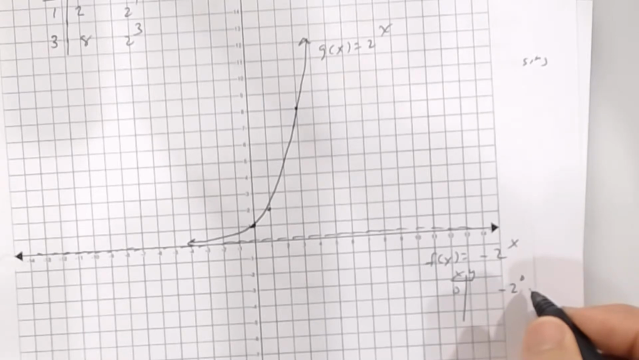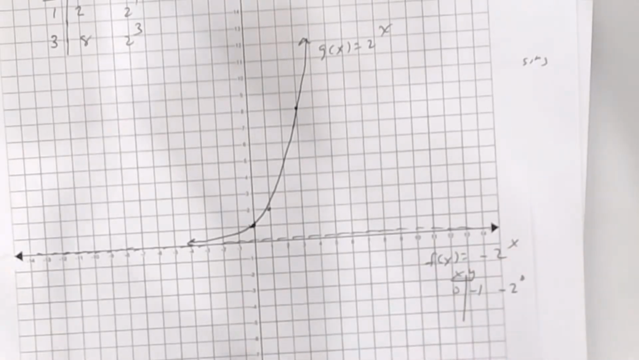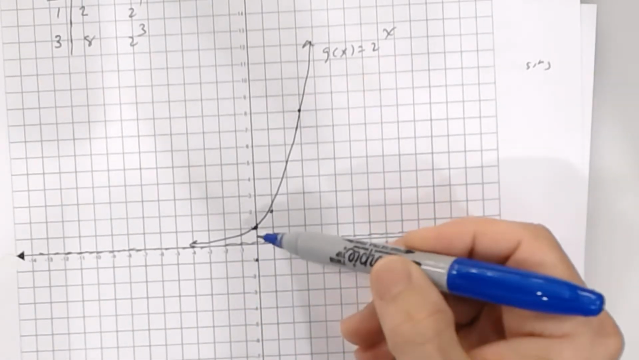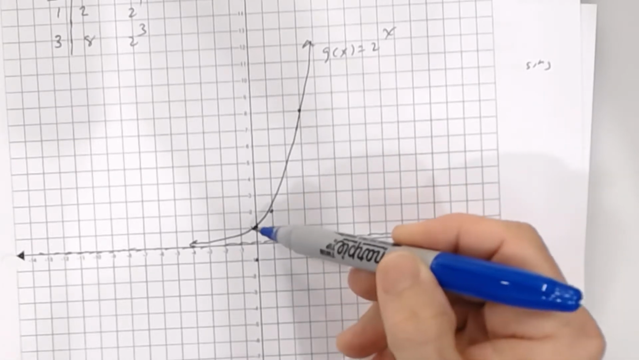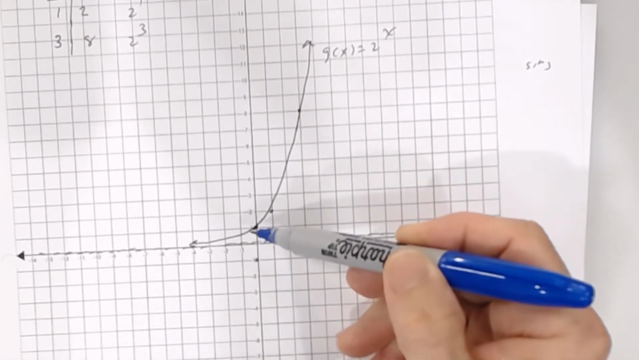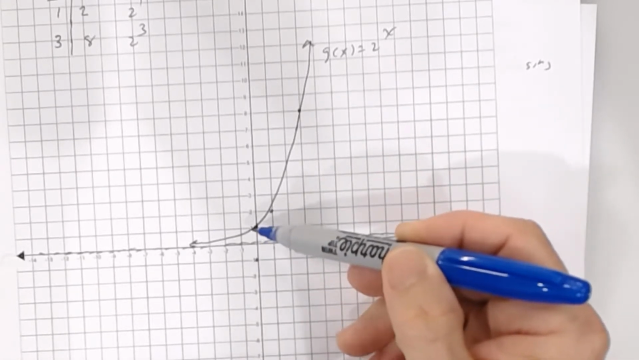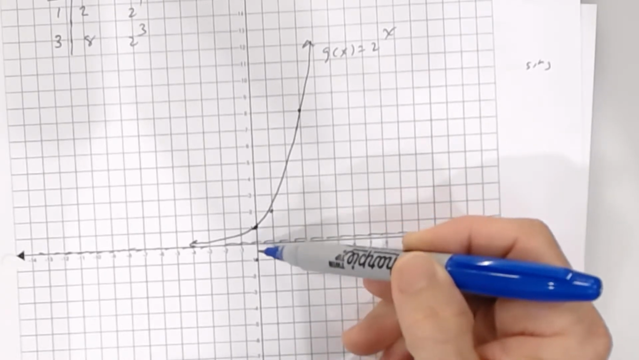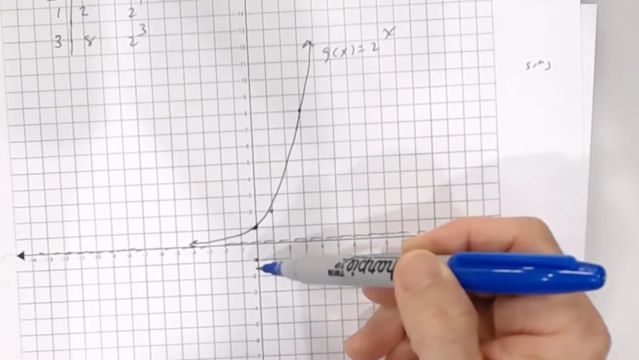What is that? Negative 1, because 2 to the 0 is 1, and this becomes a negative 1. So I plot the point 0, negative 1. Which kind of makes sense because look, on g of x, wasn't a point 0, 1 on g of x? So if we're reflecting about the horizontal asymptote, it becomes 0, negative 1.